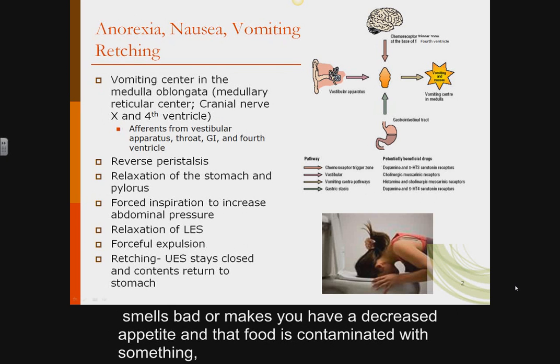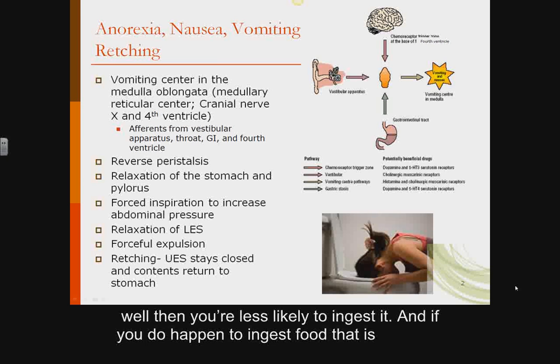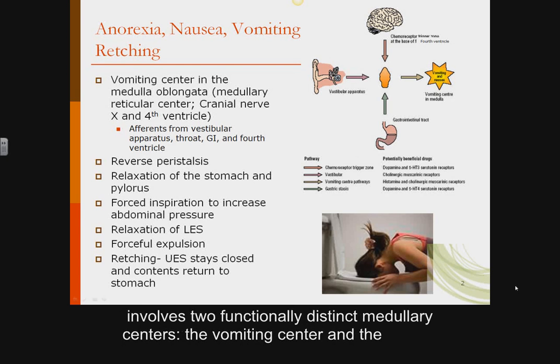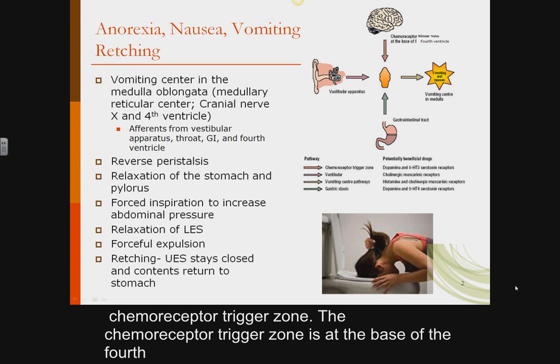In other words, the anorexia and nausea can be protective along with vomiting, because if a food smells bad or makes you have a decreased appetite and that food is contaminated with something, well, then you're less likely to ingest it. And if you do happen to ingest that food and it's contaminated or spoiled, then the vomiting gets rid of that very quickly. Vomiting involves 2 functionally distinct medullary centers, the vomiting center and the chemoreceptor trigger zone.